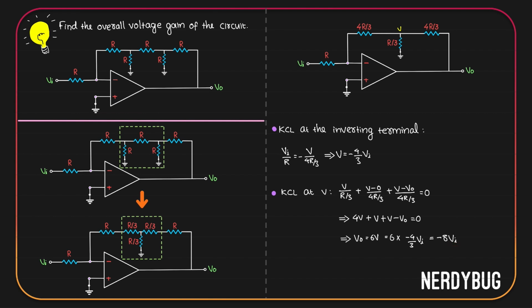What we want is the voltage gain, V output by V input. From here, it is clearly negative 8.